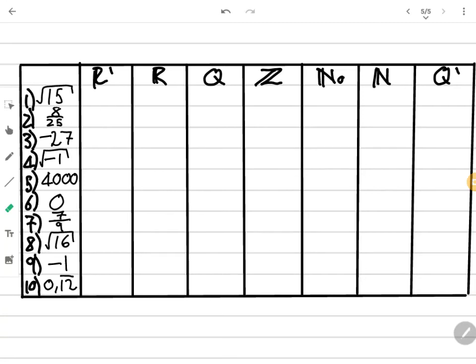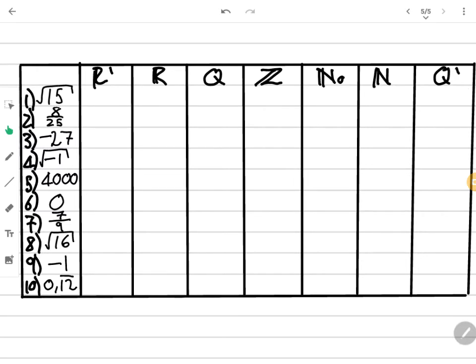Morning grade 9s, here's another way of classifying numbers in the real number system. Just as a reminder quickly, what all these symbols stand for. The R with the apostrophe is non-real numbers. Then we have real numbers, rational numbers, integers, whole numbers, natural numbers, and irrational numbers with the apostrophe again.